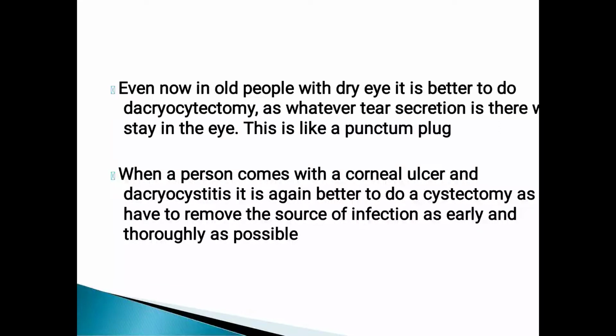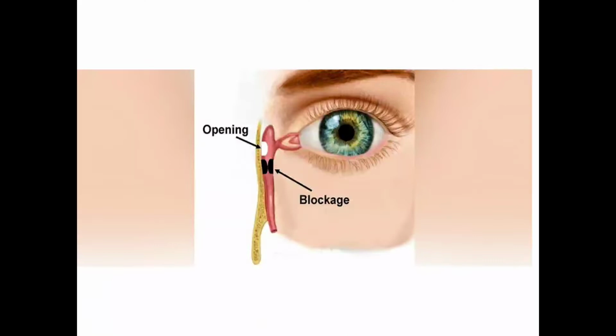Sometimes a patient comes with corneal ulcer and dacryocystitis, then the patient is already having inflammation in the eye. In this patient, sometimes we prefer dacryocystectomy. But friends, usually dacryocystorhinostomy is the treatment of choice. So this is how we do dacryocystorhinostomy. Please notice the opening.